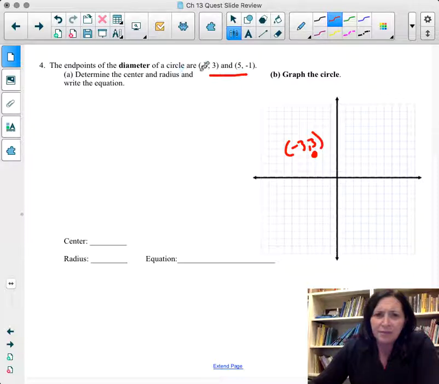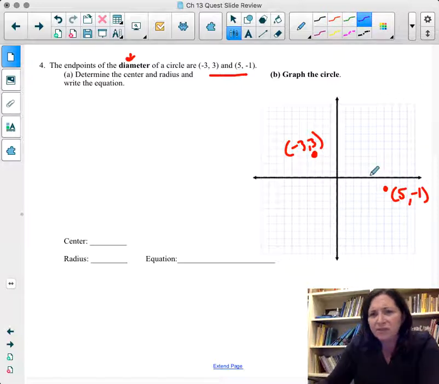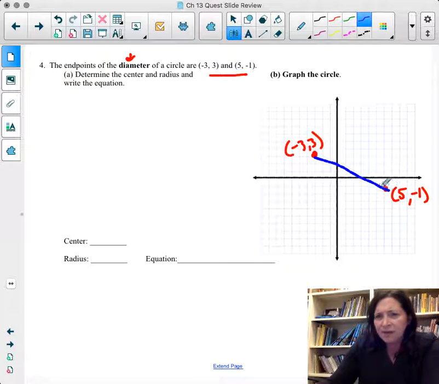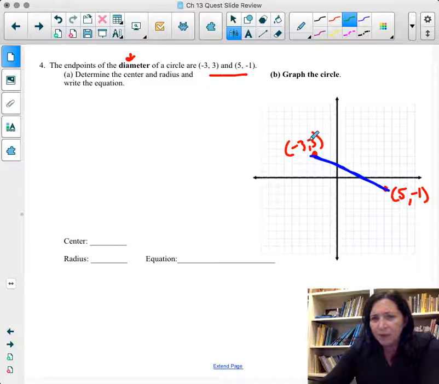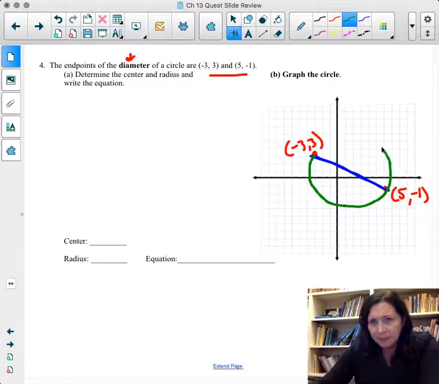And it says, though, that's actually not my center, this is my diameter. So that's one endpoint. So the other endpoint is 5, negative 1. So over 5, we'll say negative 1. So here's 5, negative 1. So what this means is they just said it was a diameter. So this distance right here is the diameter of my circle. And what that means is that the rest of my circle, which goes around, is going to do this.